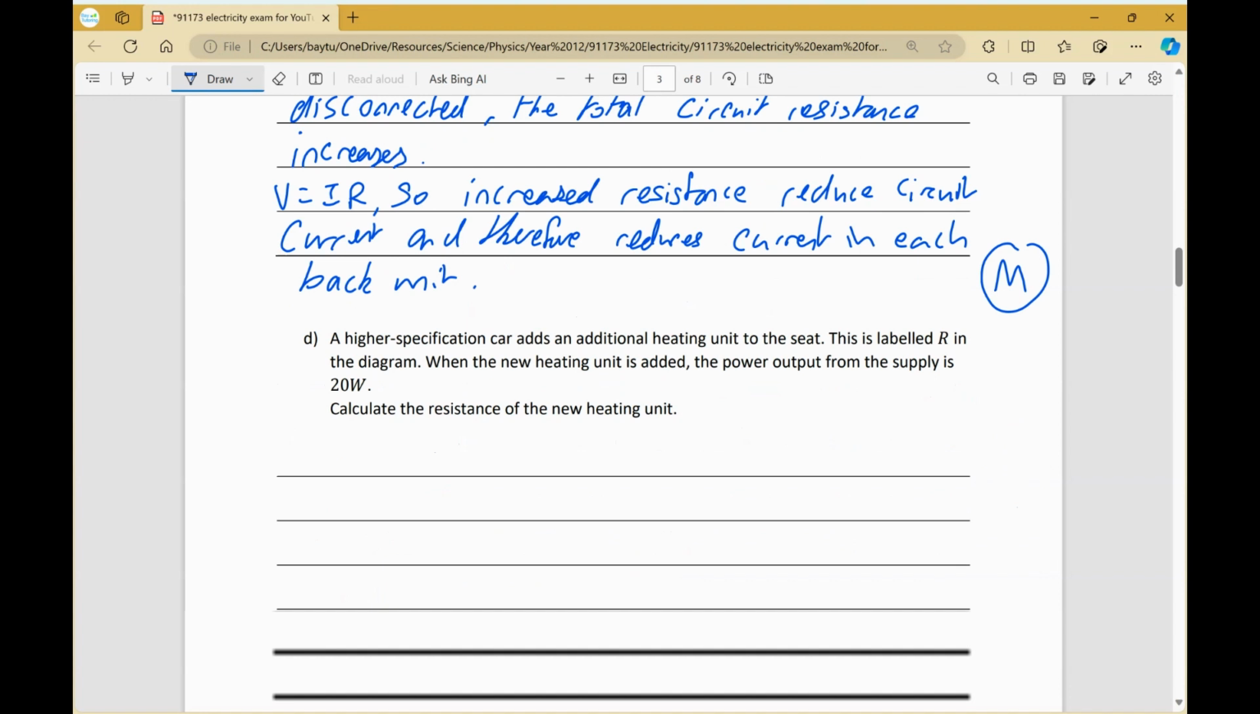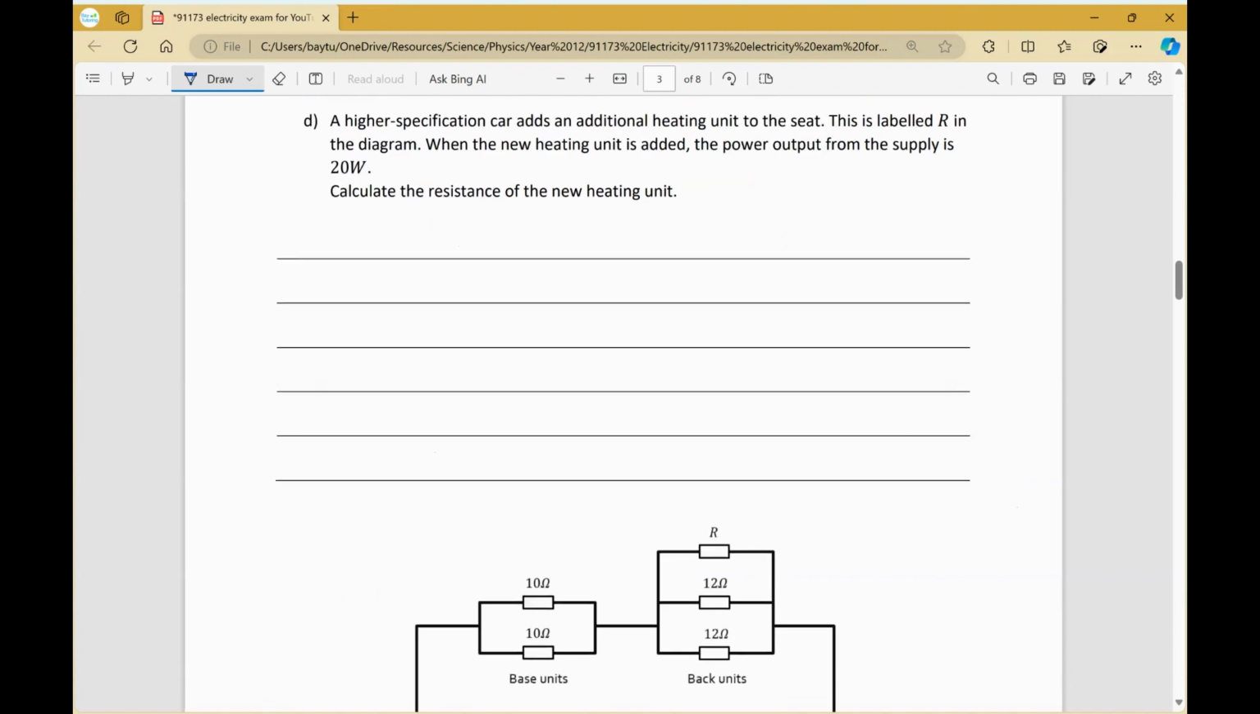Okay, on to question D. A high specification car adds an additional heating unit to the seat. This is labelled R in the diagram. When the new heating unit is added, the power output from the supply is 20 watts. Calculate the resistance of the new heating unit.